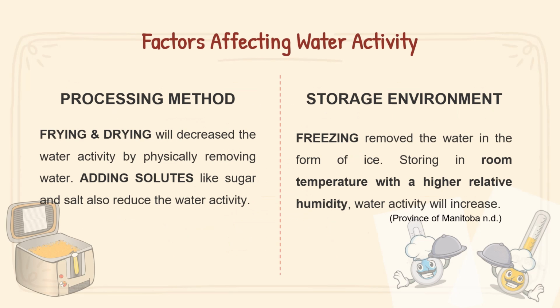There are two factors that affect water activity of food, which are the processing method and storage environment. As for processing method, frying and drying cooking methods will decrease the water activity by physically removing water. Adding solutes like sugar and salt also reduces the water activity. Storage environments such as freezing will remove the water in the form of ice, whereas when storing at room temperature with a higher relative humidity, the food will absorb moisture from the environment to reach equilibrium. Hence, its water activity will increase.